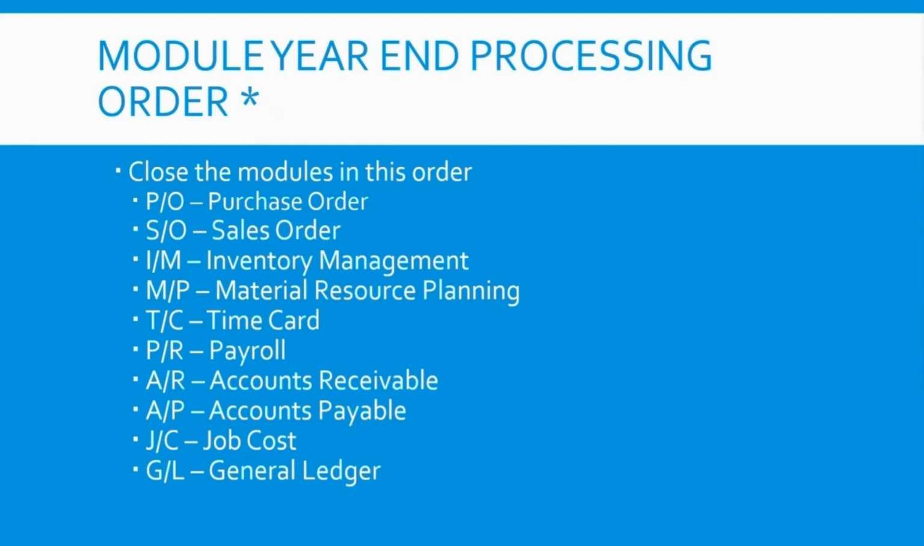A couple other points on this slide, and we talked about this on a previous slide: there's no period end or year end processing task for bill of material, work order, RMA, bank rec. That's why you're not seeing them on this listing. But if you use those modules, you want to make sure that you've processed all the transactions in those modules through whatever period you're going to close.